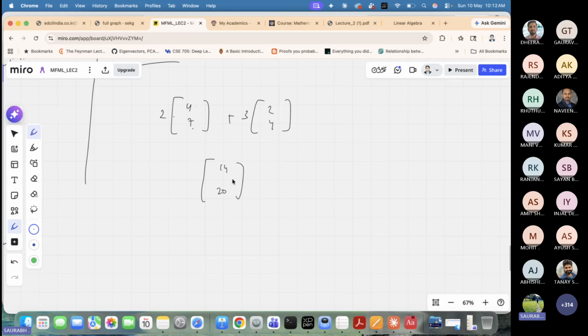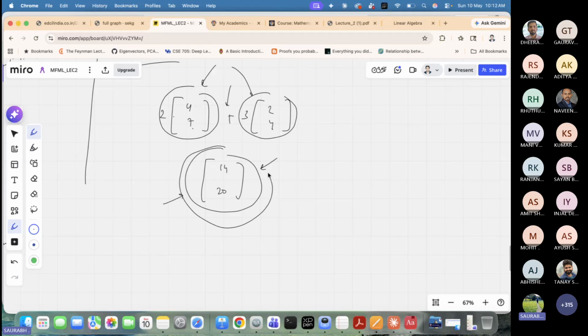So basically, by just scaling the first vector and scaling the second vector, adding them together, I am able to get to a new point, which is 14, 20, right? So this is in the span of these two vectors. This is basically a new place that these two vectors can reach by scaling themselves and adding them together. Right now, you can scale them like 5 and 20, and you can reach any new point. And that's what you were looking at in the visual, right?